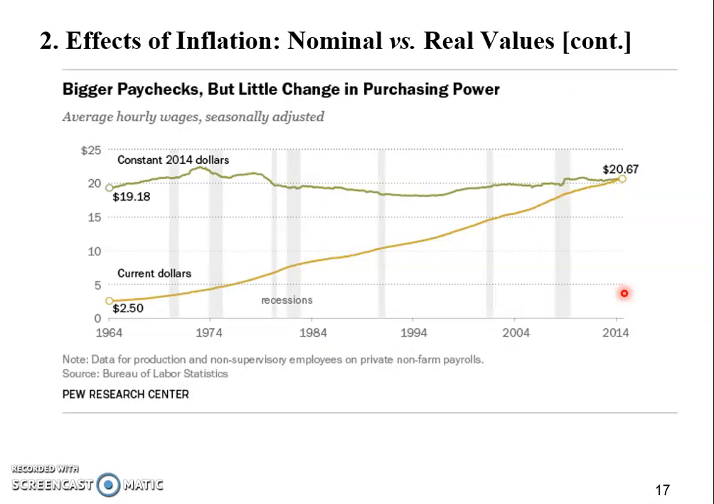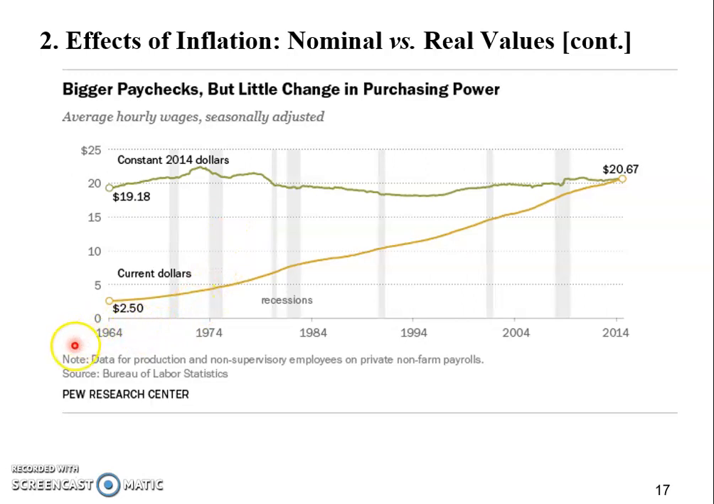On this chart, we're showing you the average hourly wage in the United States. Okay, we find that the very last year, 2014, is when the nominal wage equals the real wage. So that's the base year. This brown or orange curve shows the current dollars. That means it's the nominal wage. This olive or green curve is the constant 2014 dollars. So this is the real wage.